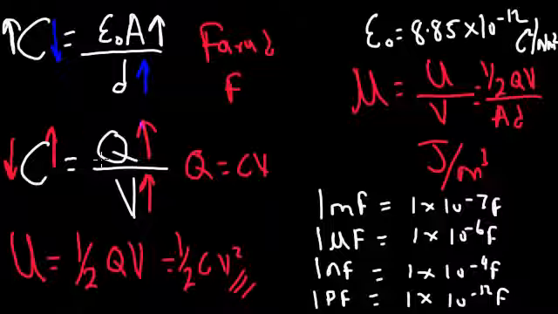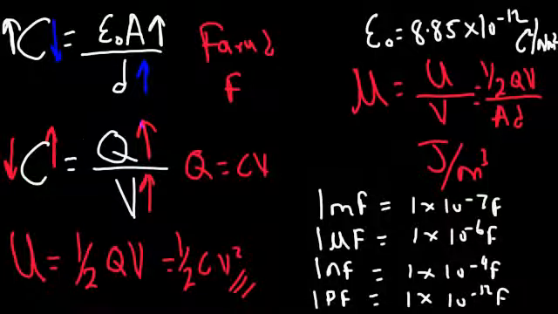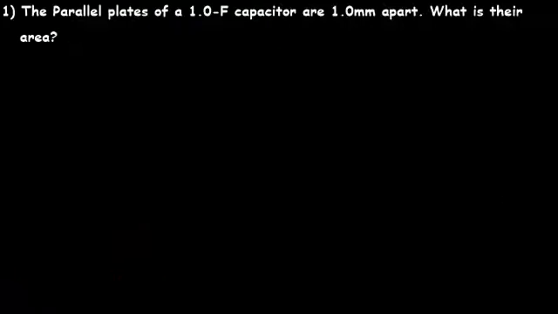Now, to make all this into good use, let's go over some examples for you. Example number 1. The parallel plates of a 1.0 farad capacitor are 1.0 millimeter apart. What is their area? So let's write out what we know and then figure out how we can determine what we don't know, which is what we are required to find. So we have the capacitance, C is 1.0 farad. The fact that it is farad means it is an appropriate unit, so we need not touch it. We are also given the separation.